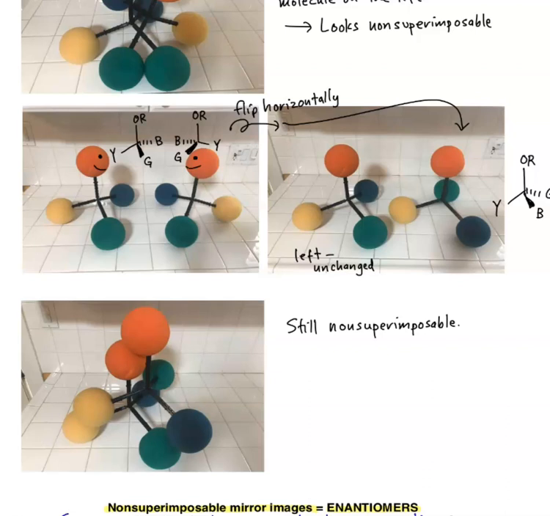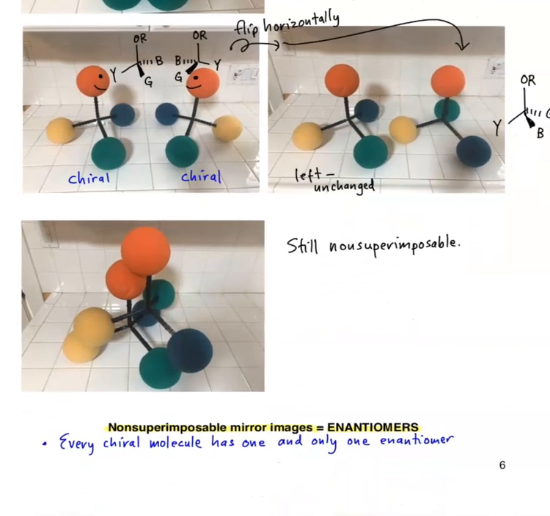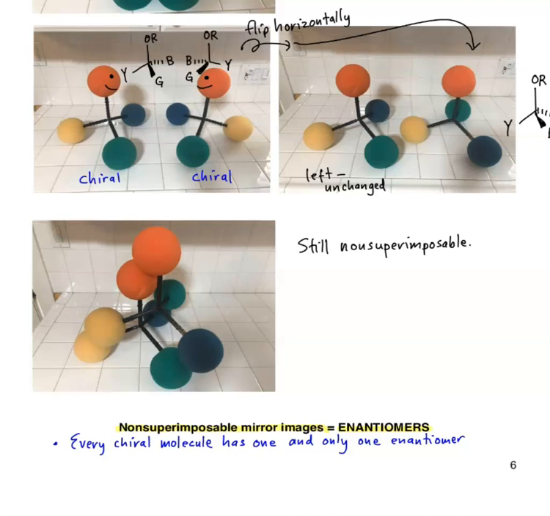And so this is our original structure. So we drew its mirror image, or we generated its mirror image, and then we tested for superimposability of the two structures. So what we found out was that our original structure, its mirror image is non-superimposable on it. And so that means that it's a chiral molecule. But the same thing is true for the mirror image itself. Its mirror image is our original molecule, which is not superimposable on it. And so it too is chiral. So every chiral molecule has one and only one enantiomer, which is what we saw above.